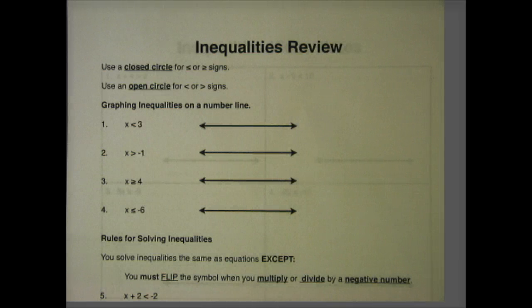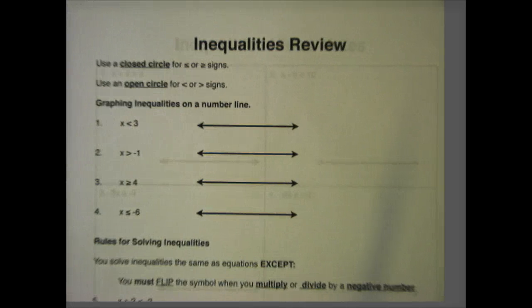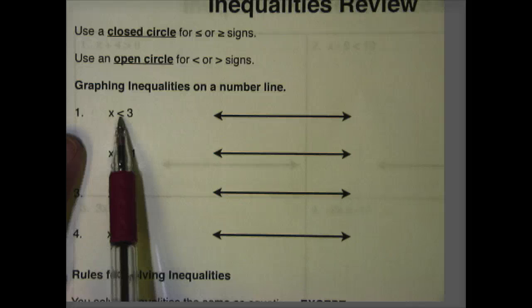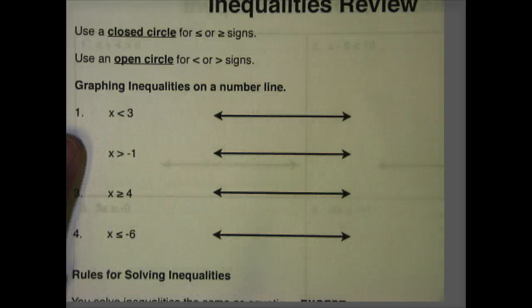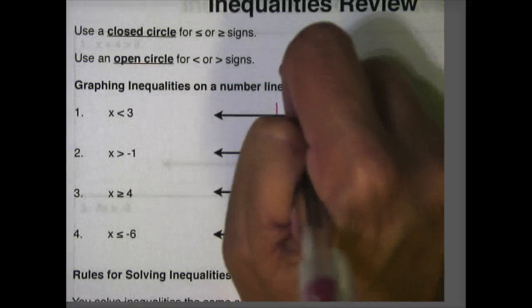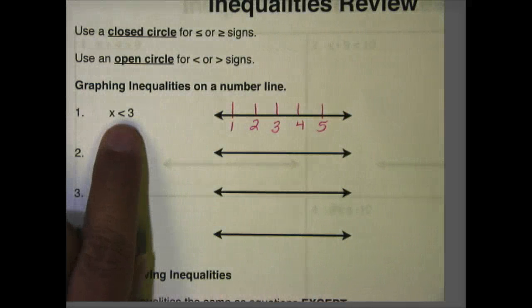So the first thing we need to do is look at graphing inequalities on a number line. So if we have x is less than, remember that this symbol means less than. I'll zoom in on it just a little bit so you can see it. X is less than 3. All right, so let's make a number line. We've got 3 and then 4, 5, 2, 1. X is less than 3.